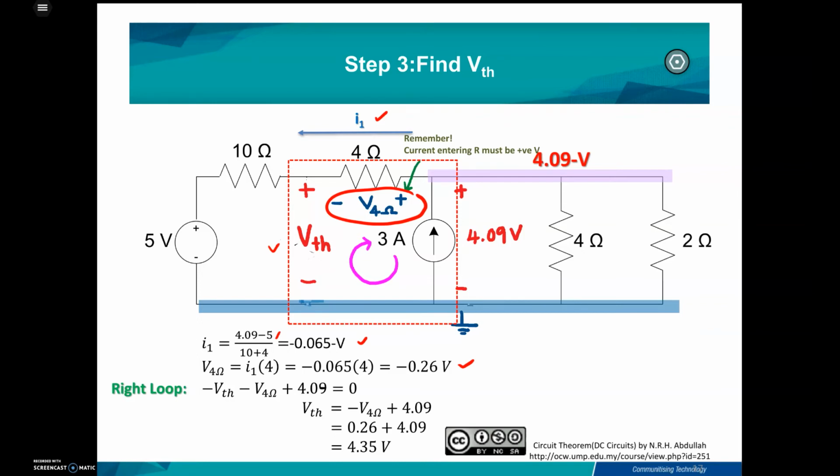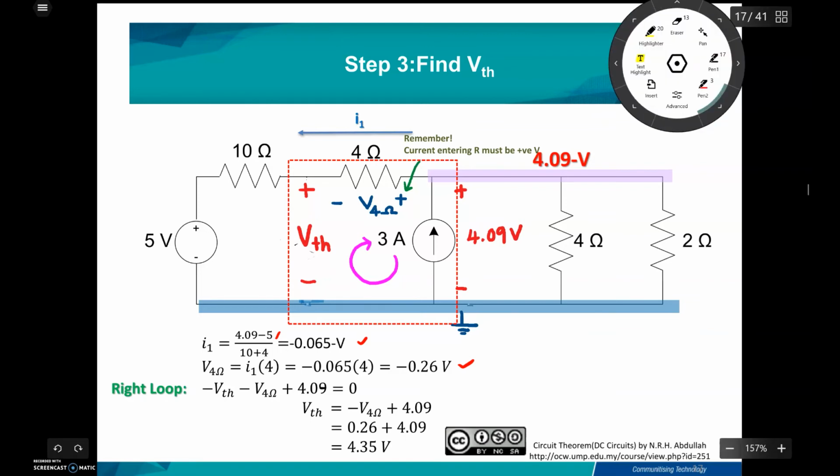And then by using the right loop, I choose the right loop here. Assume that the loop is clockwise, and you can see that I start with the Thevenin here. So this is the first equation: minus V Thevenin minus V 4 ohm, and then plus 4.09. You can see that the voltage loop is flowing from this direction until the end.